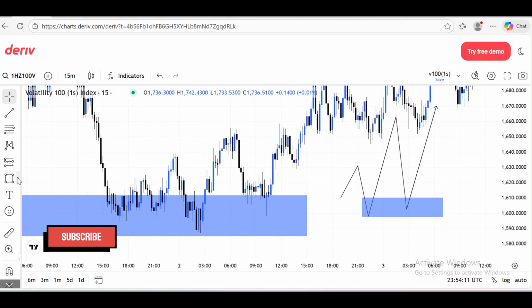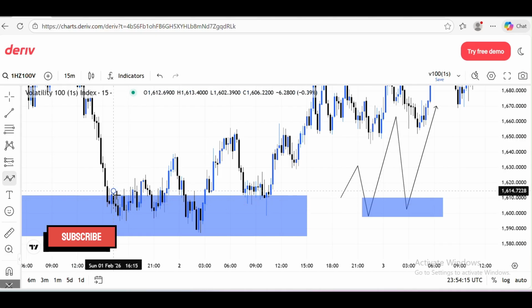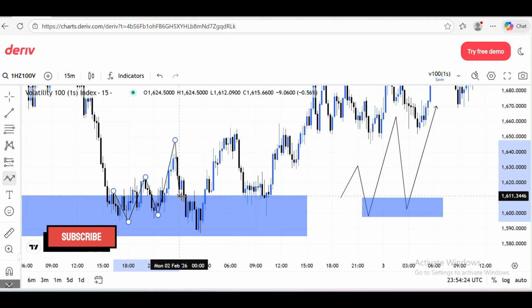So price came in, it tapped into our zone, and did this. We saw a break of structure, and then waited for a retracement before we buy.